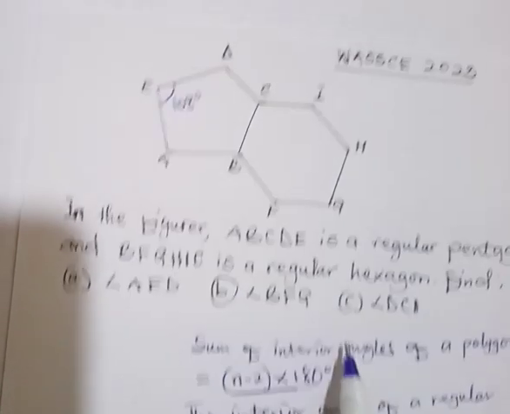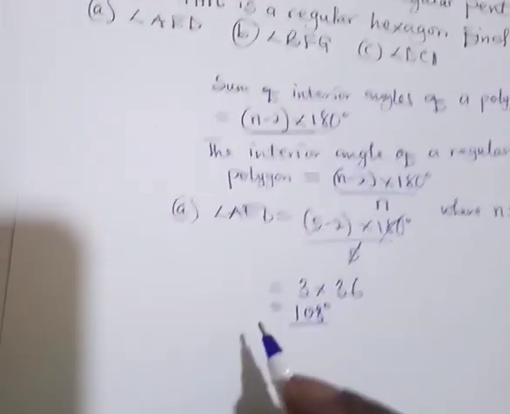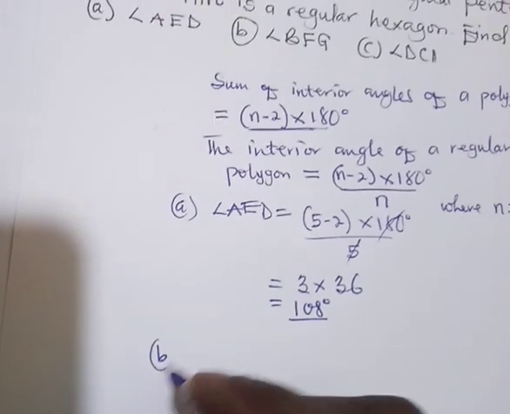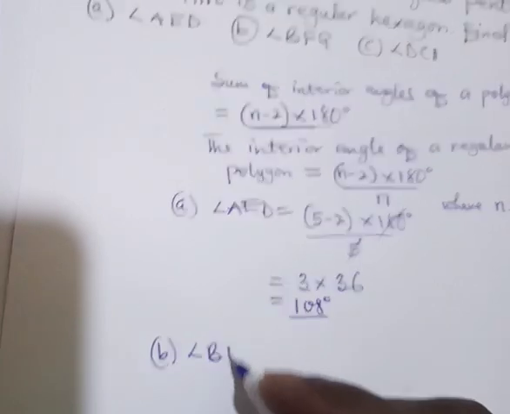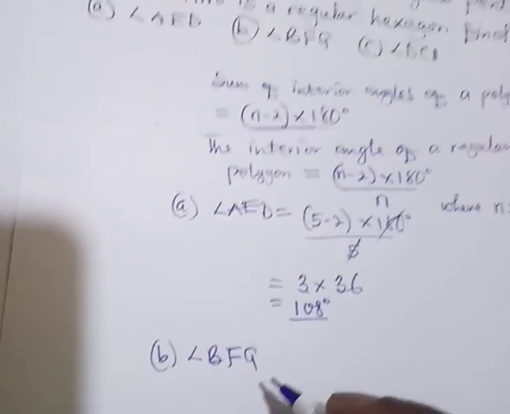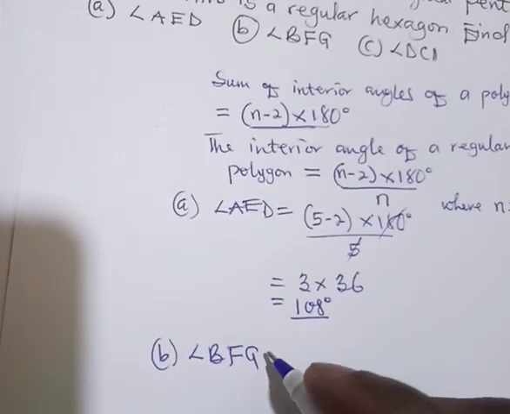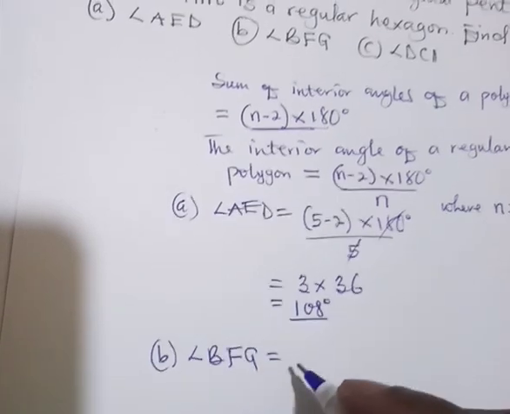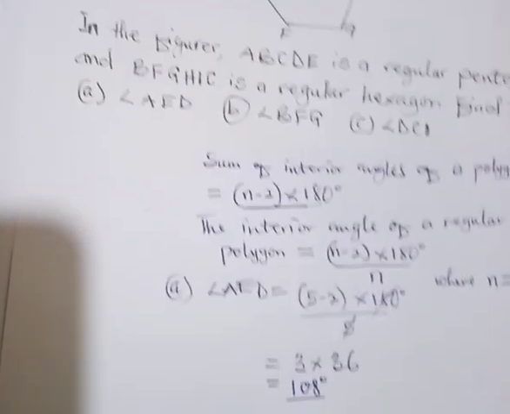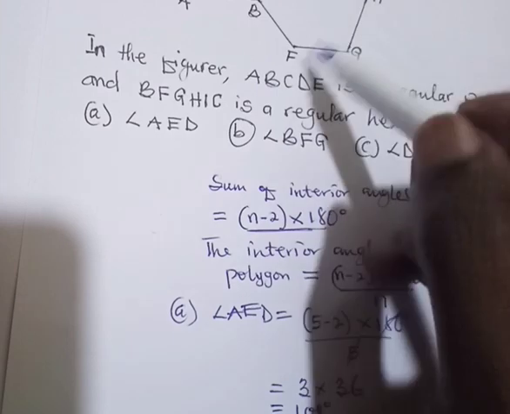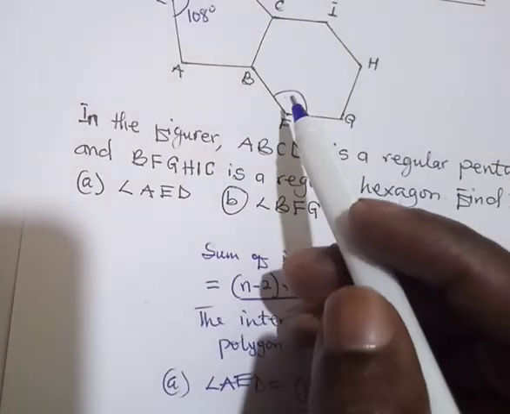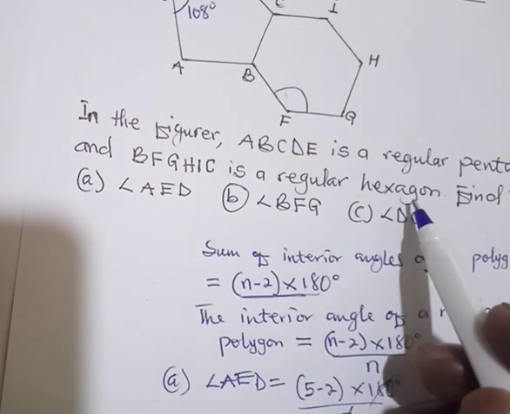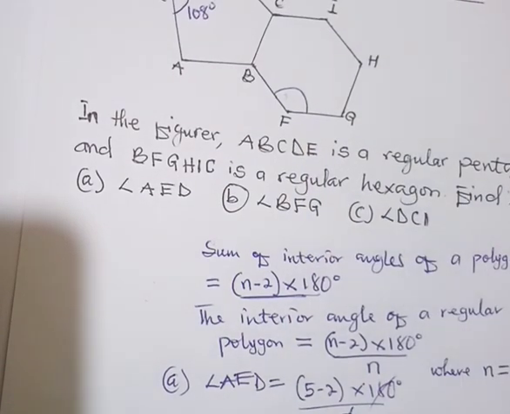Good. So let's look at the B part. The B part also says that we should find angle BFJ. So how do we find angle BFJ? We apply the same rule. And angle BFJ, where is it? So we are looking at this particular angle here. And that one can also be found in the hexagon, that is with 6 sides.